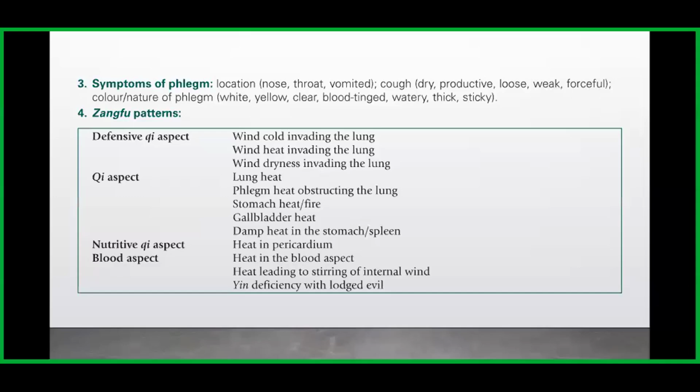Then there's the Zangfu organs. The first is the defensive qi aspect, where there's wind cold invading the lung, wind heat invading the lung, wind dryness invading the lung. In the qi aspect, there's lung heat, phlegm heat obstructing the lung, stomach heat or fire, gallbladder heat, and damp heat in the stomach and spleen. There's the nutritive qi aspect, where there's heat in the pericardium, and the blood aspect is heat in the blood, and heat leading to stirring of internal wind, yin deficiency with lodged evil.